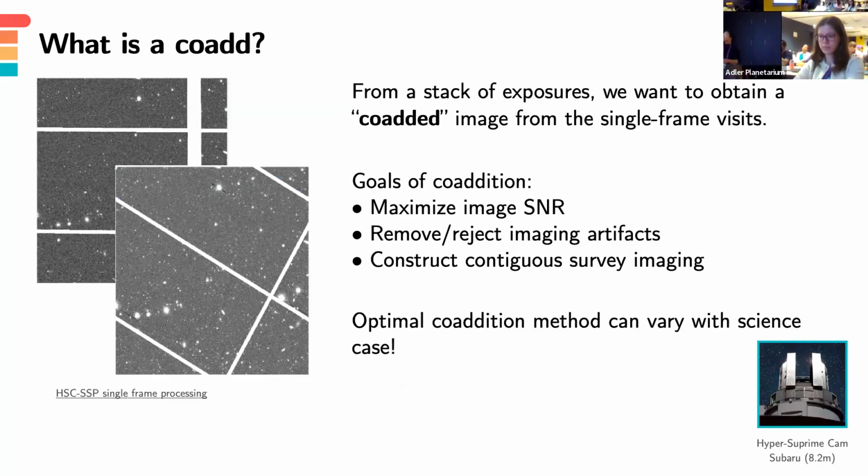So from a stack of exposures, we want to obtain a co-added image from the single frame visits. Here's an example of 2 single frame images. One thing that I forgot to mention is that a great thing about co-adding is that you can average over the chip gaps. There are these chip gaps between CCDs.